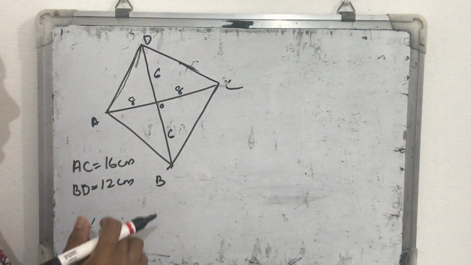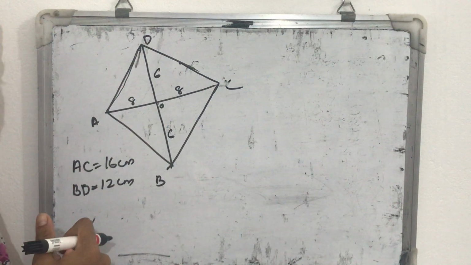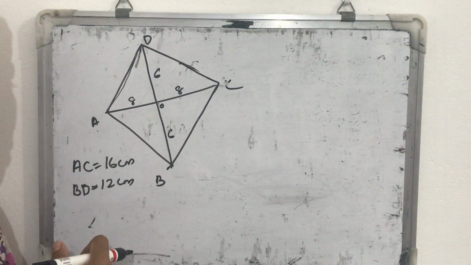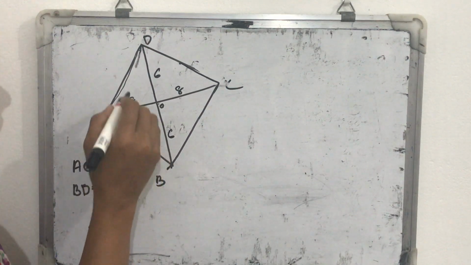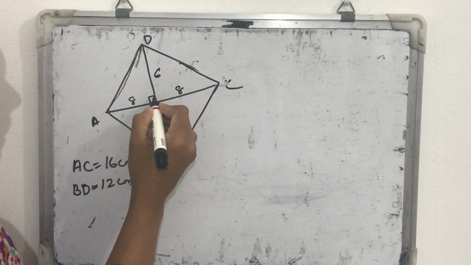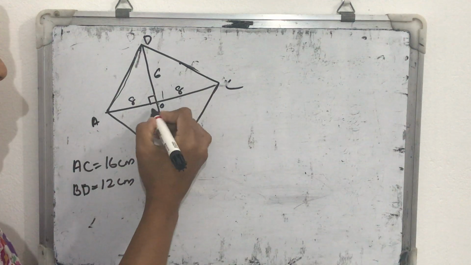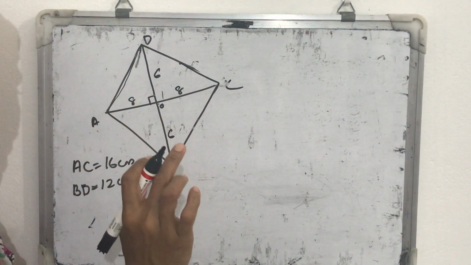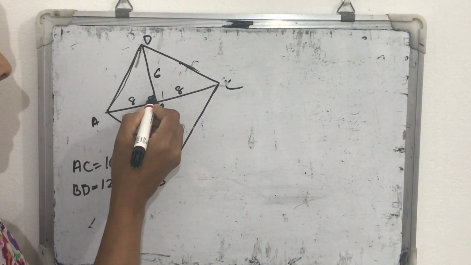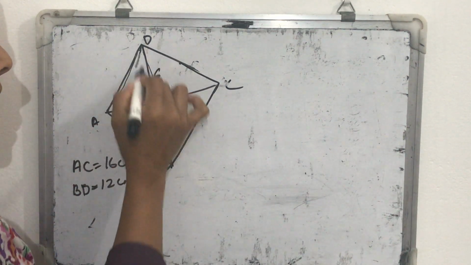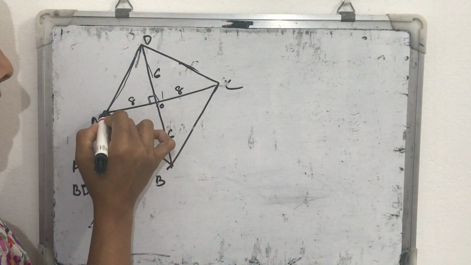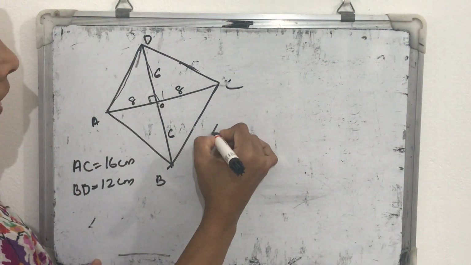But how can we find that? Using the property of a rhombus, we know the diagonals bisect each other at a perpendicular. So these angles will be how much? If we take any of the 4 angles, all angles will be 90 degrees each. So we can consider this triangle only now, that means triangle AOD.